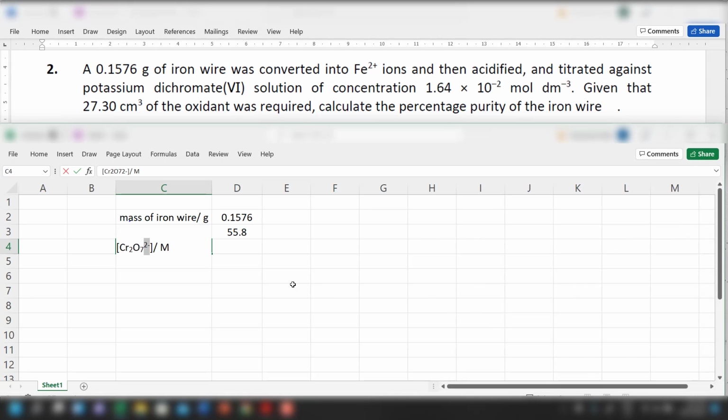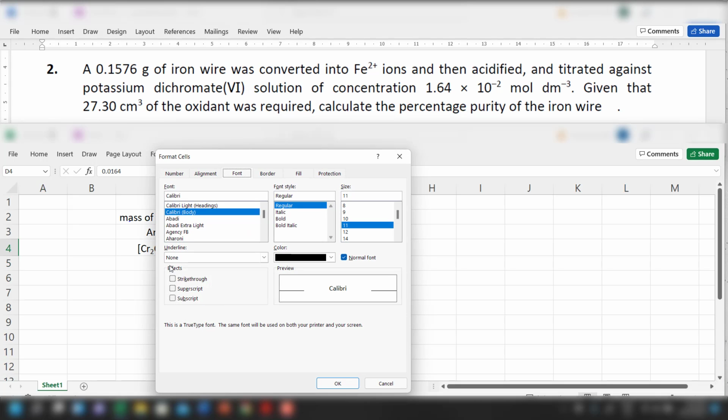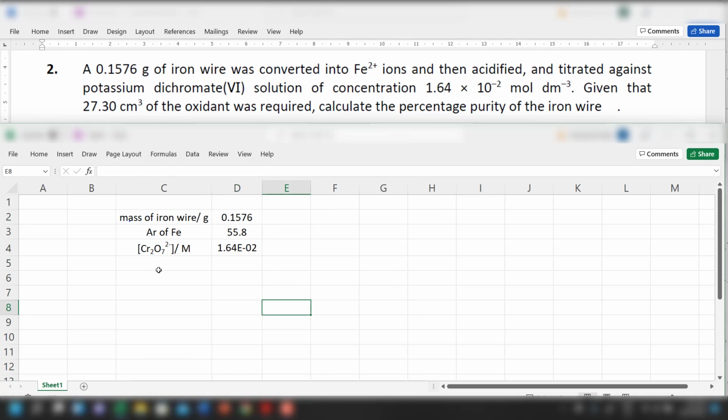So this is the number. It's given to be 1.64 times 10 to the power minus 2, so that's 0.0164. You can either leave it at 0.0164 or you can write it in scientific notation. So we can just choose the appropriate cell: scientific notation, 2 decimal places. So that works, right?